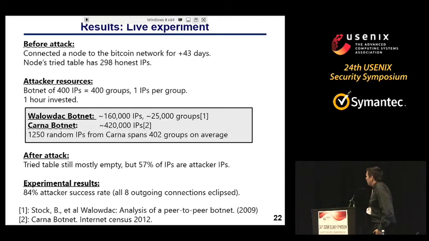We looked at the Karna botnet because its IPs have been published. If you were to randomly sample 1,250 IPs from the Karna, you would get the group diversity on average. So just a subset of Karna, and you'd have enough groups to perform this attack.